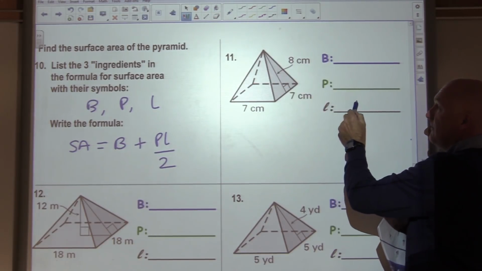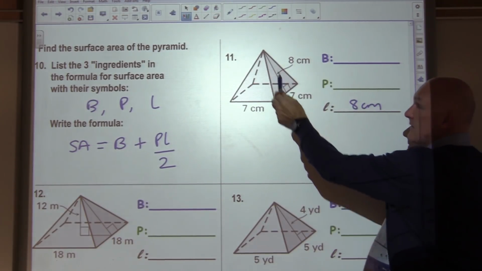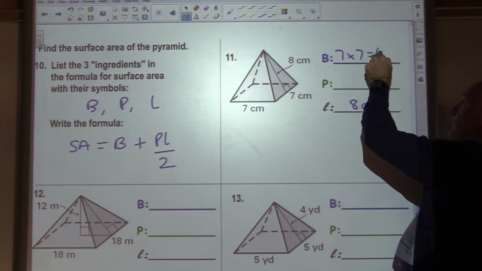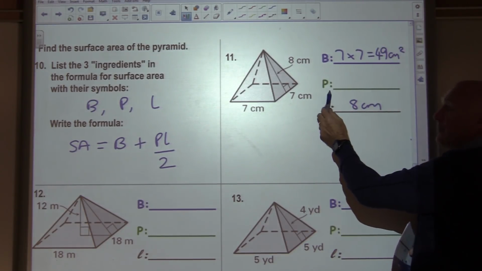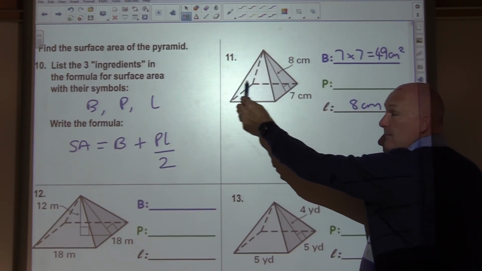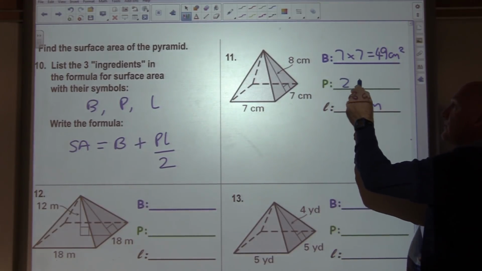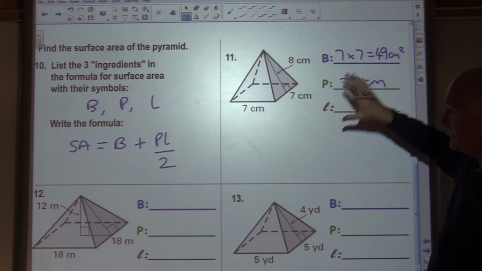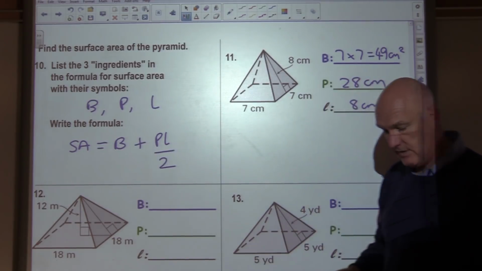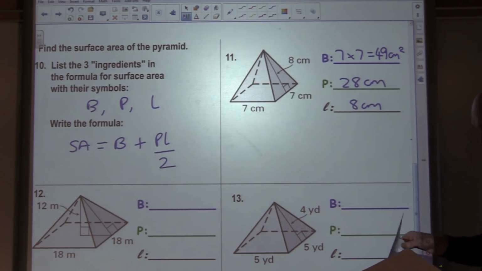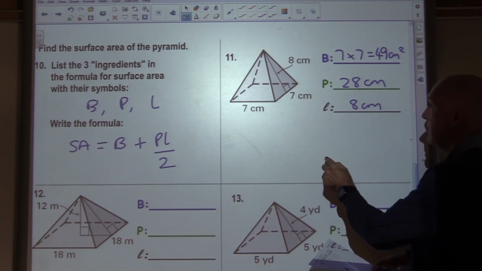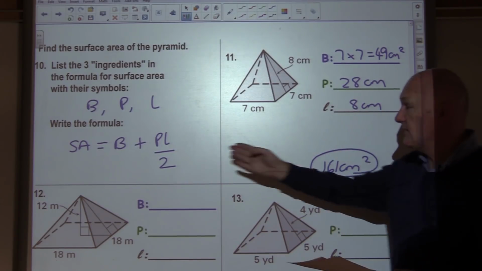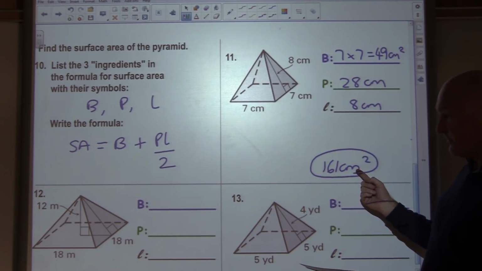Straight away my slant height, I'm lucky here, I don't need to use Pythagoras because I'm given it. My base is 7 times 7, which is 49 centimeters squared. Perimeter, remember, is just 4 sevens added up. It's the square base. 7 add 7 add 7 add 7, 28 centimeters. And then to save time again, you're going to put these into this equation here, and you should get the answer 161 centimeters squared. So I'll leave you to throw those in here, and that's the answer you should get.